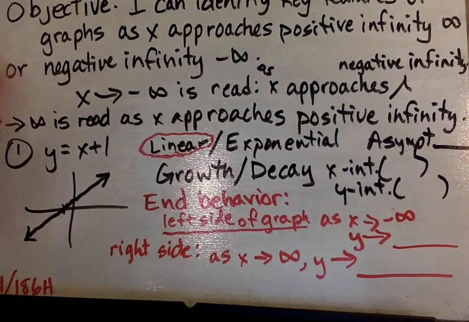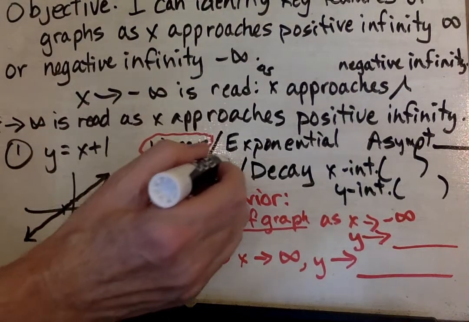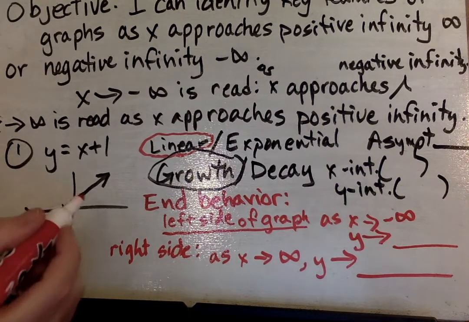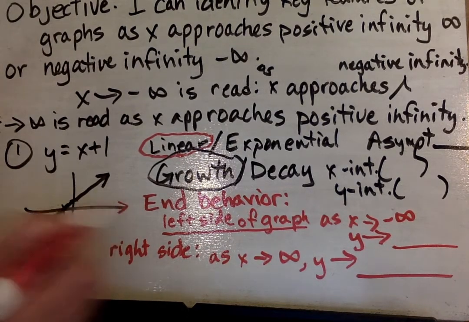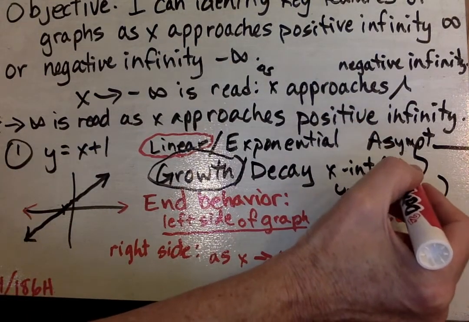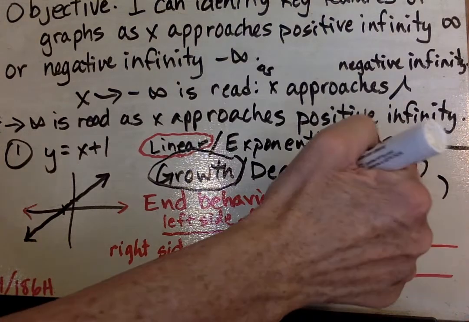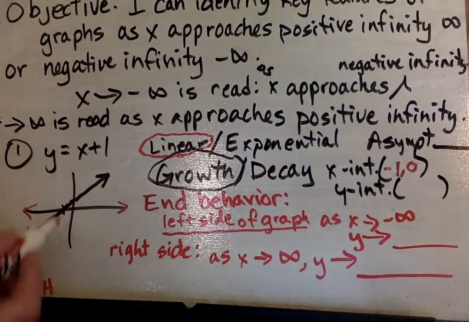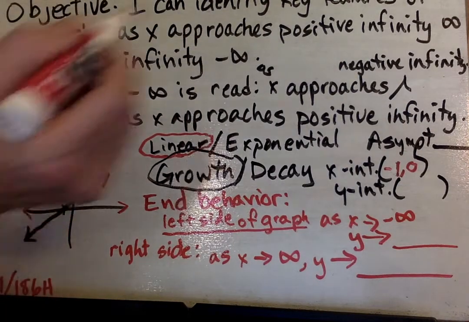Now, is it a growth or decay? Well, is it going down to the right or up to the right? It's going up and to the right, so it's going to be a growth. Then, what is our x and our y-intercept? Where does it cross the x-axis and where does it cross the y-axis? The x-intercept is right here at -1, 0. And it crosses the y-axis right here at 0, +1.